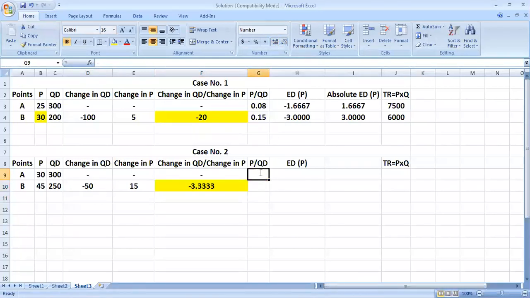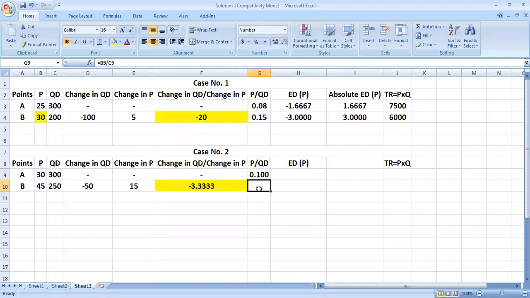Okay, let's find out the ratio of price to the quantity demanded. Let's divide 30 upon 300. We'll obtain 0.1 as an answer. Let's divide 45 upon 250. The answer is 0.18.